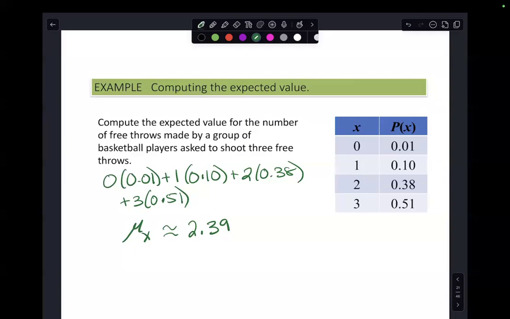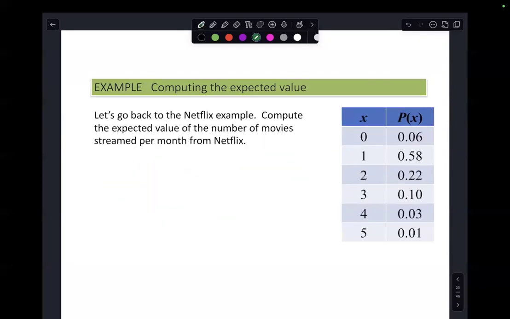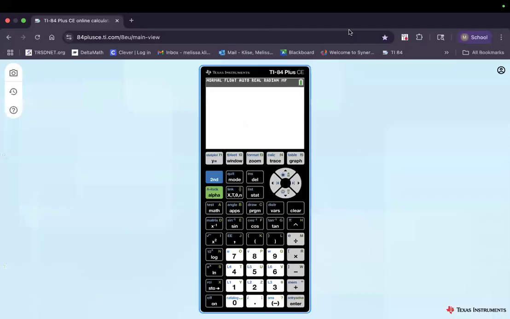So I'm going to show you how to calculate the expected value on your calculator, because sometimes you're going to have a large data set. We're going to do the Netflix data. I'm going to jump back to this page and we're going to do calculator. So grab your calculator.